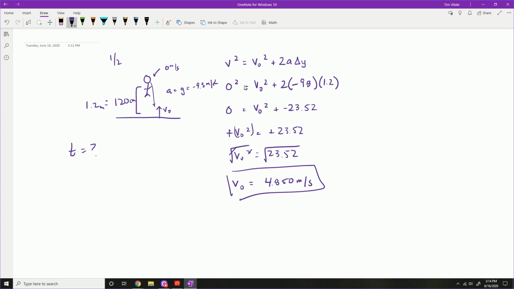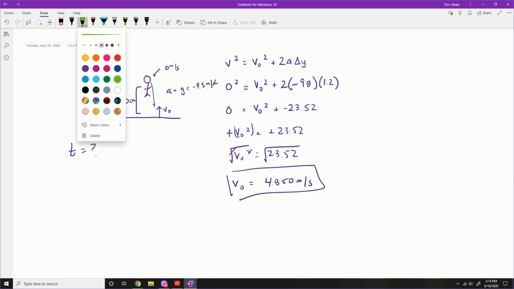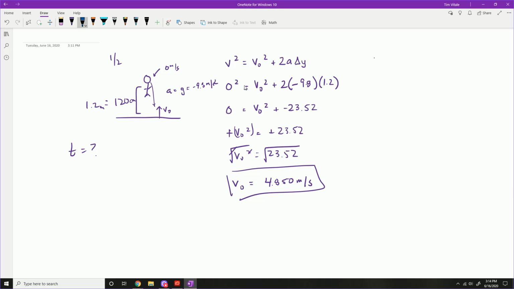So what we can do is we can use this equation, which is another kinematic equation, and it looks like this. The final velocity is equal to the initial velocity plus the acceleration times the time. This one is useful because it has time in it, which is what we're looking for. So there's 2 ways to do it. I'll do it both ways.